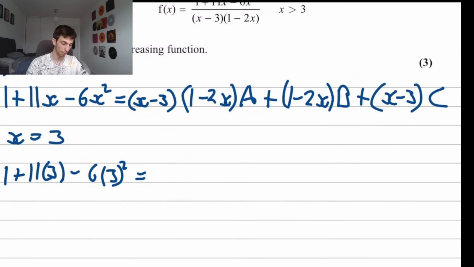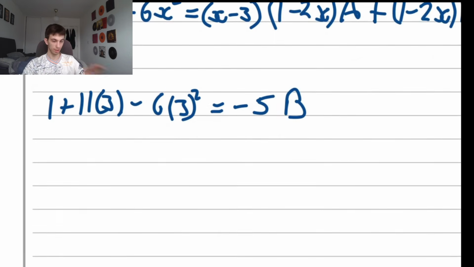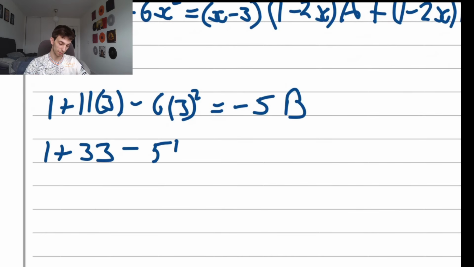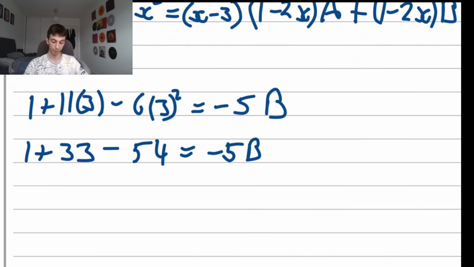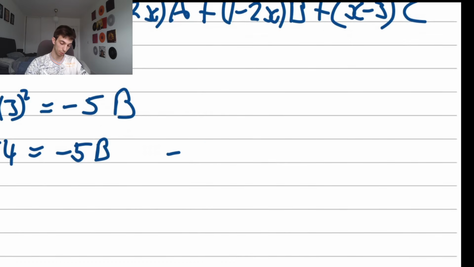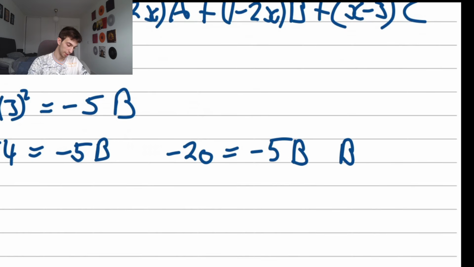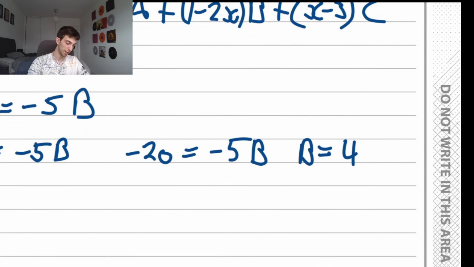So we are left with 1 minus 2x times b, x is 3, so that's 1 minus 2 times 3, 1 minus 6b, 1 minus 6 is minus 5, so minus 5b. Looking at the left-hand side, 1 plus 11 times 3, this is 1 plus 33, take away 6 times 9, so take away 54, will be equal to minus 5b. 1 plus 33 is 34, 34 minus 54, so we have minus 20 equal to minus 5b. We have b equals minus 20 divided by minus 5, b equals 4.